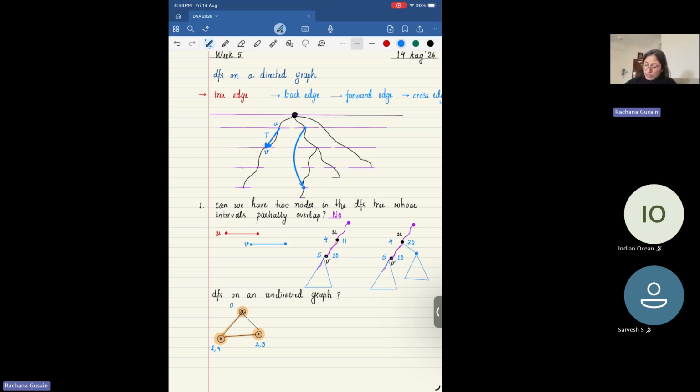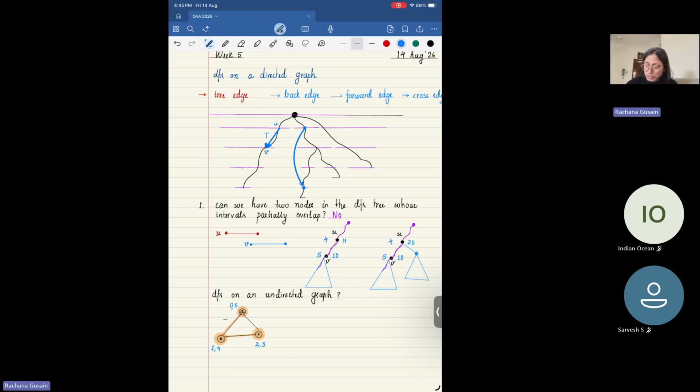Finally, from B, I go back to its parent. From A again, I cannot explore any other nodes. So we are done with A at time 5. Okay, so that is how the DFS is done. And we assign the start and finish numbers. Okay. So these orange edges that I have, these are the tree edges.